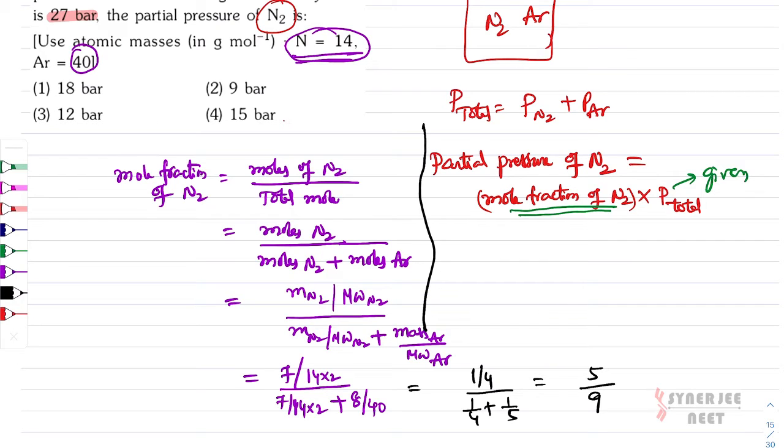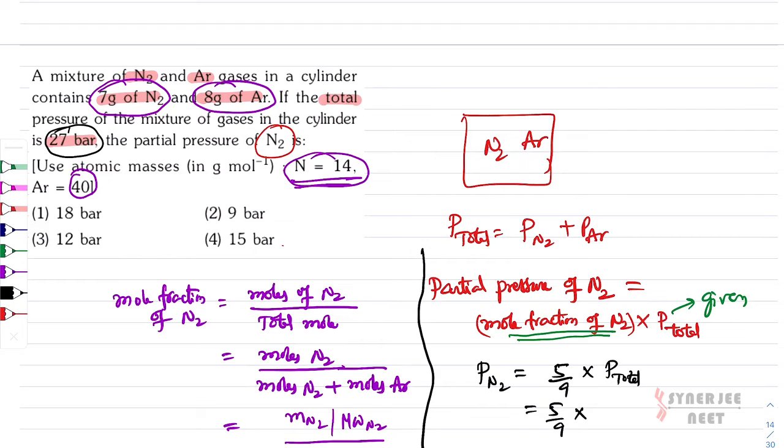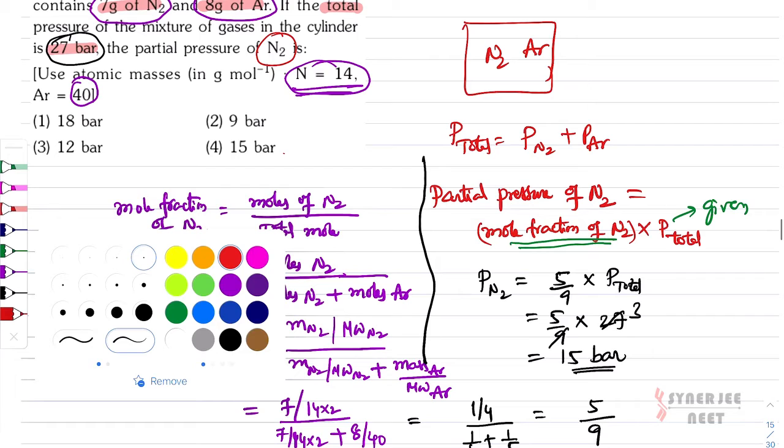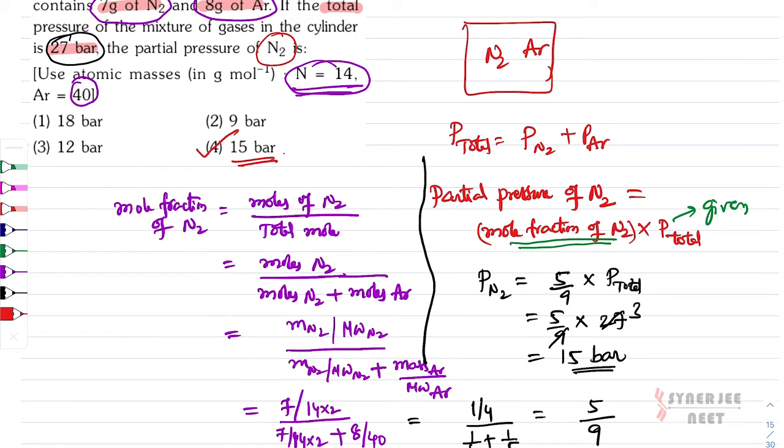Now let's substitute in the right side part. So partial pressure of N2 can be written as mole fraction of N2, which is 5 by 9, multiplied by total pressure. Total pressure is given in the problem itself as 27 bar. So let's substitute that, 27. So 3 times 5, that is 15. So 15 bar will be the final answer. So which is matching here? Only 15 bar. Fourth option is matching.